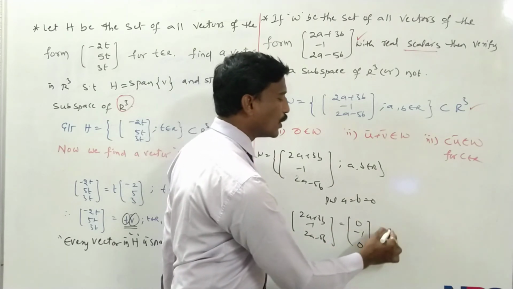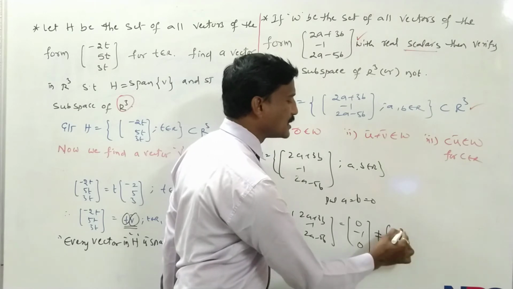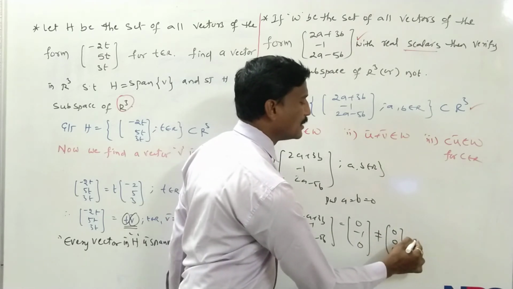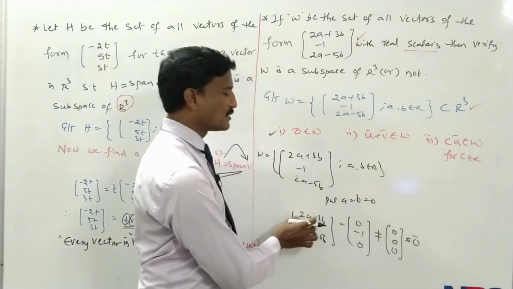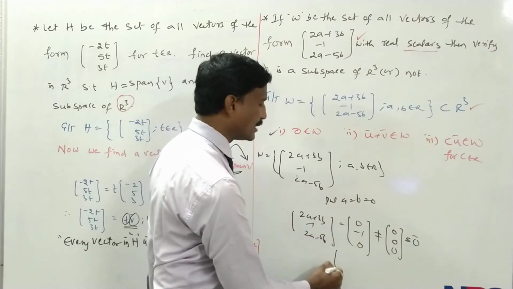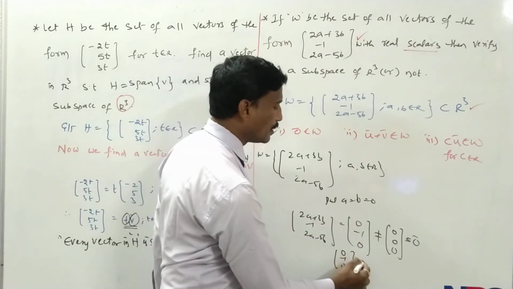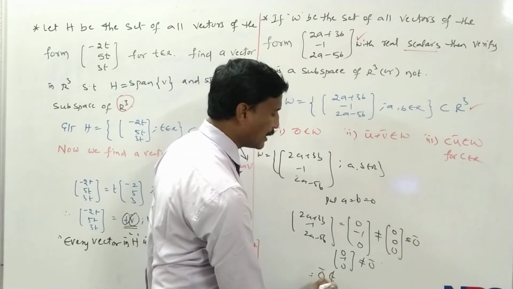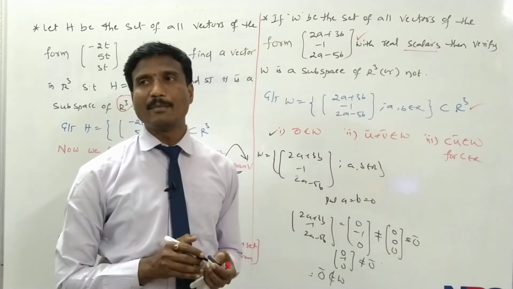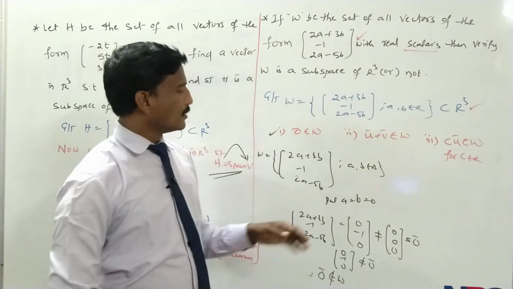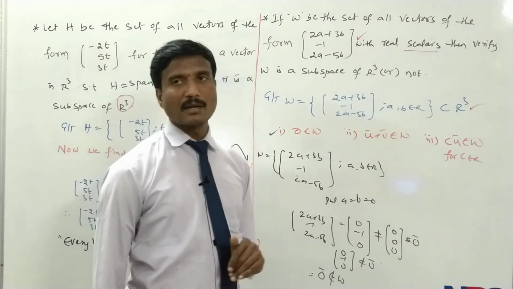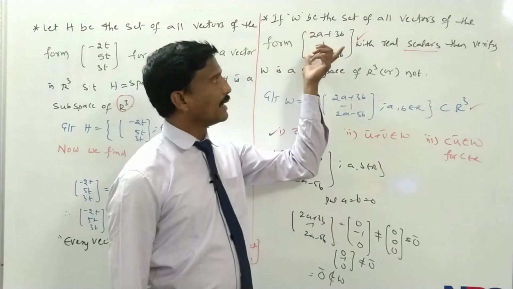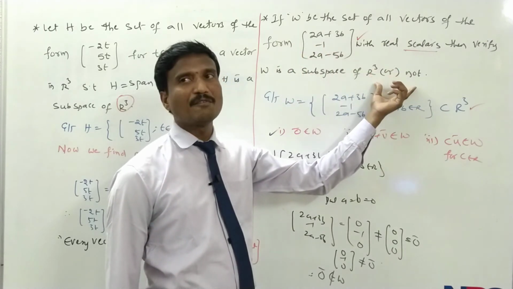So this is (0, -1, 0), which is not equal to (0, 0, 0), that is nothing but 0 bar. So (0, -1, 0) is not equal to 0 bar. Therefore 0 bar does not belong to W. So the first property fails here. Therefore you can conclude that W is not a subspace of R3.